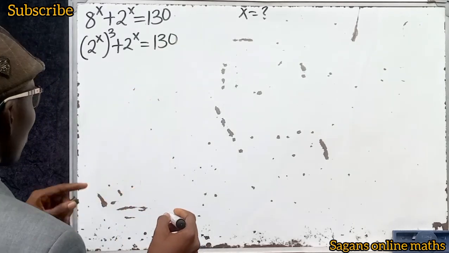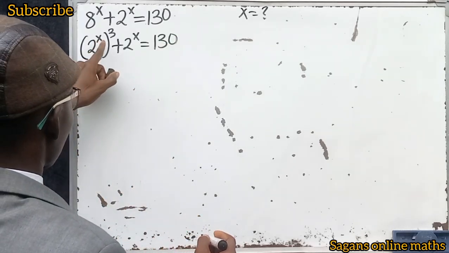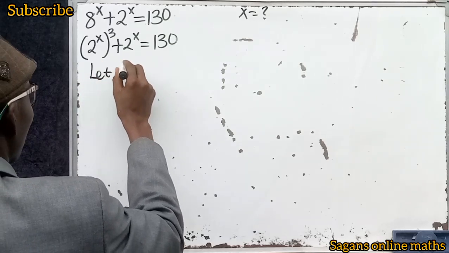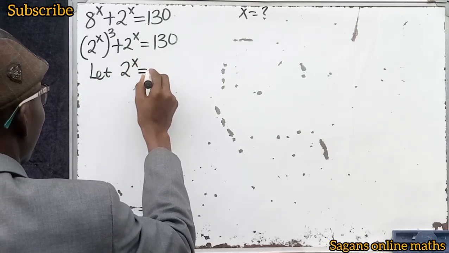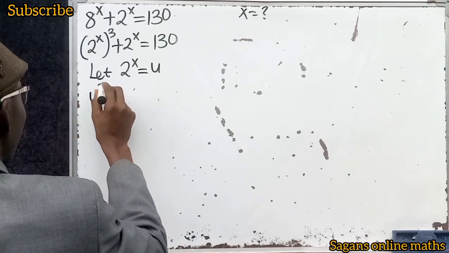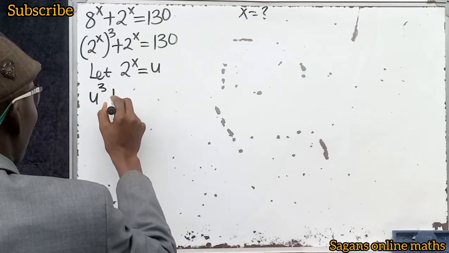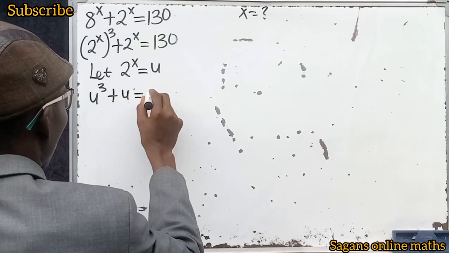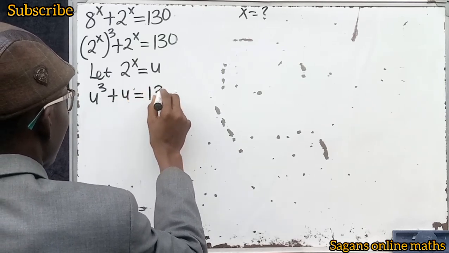Now consider something that is common. We have 2 to the power of x here and 2 to the power of x here, so they are common. Let 2 to the power of x equal to any variable, let it equal u. So that means this now becomes u to the power of 3 plus u equals 130.